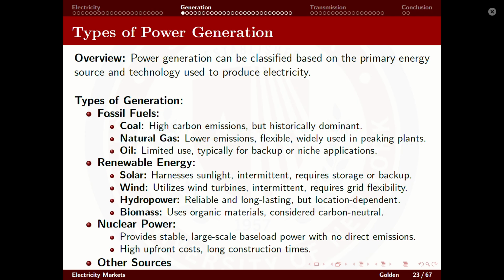So types of generation: fossil fuels. Coal has high carbon emissions, but has been historically dominant. Natural gas has lower emissions and is flexible, and is widely used in peaking plants, which are the plants that come online in the middle of the day. And oil is not that much used for electricity generation. It's typically used for backup or niche applications.